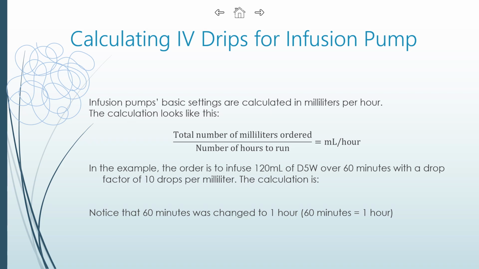Notice that 60 minutes was changed to 1 hour. When you're talking about an infusion pump, we want to have that mLs over hours. That's the only time, so this is not a drip factor. This is for the infusion pump, the IVAC, the Baxter pump, the iMed controller. They have all different names.